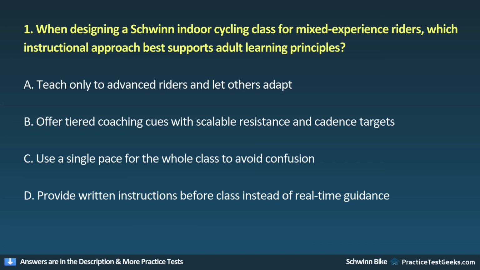1. When designing a Schwinn indoor cycling class for mixed experience riders, which instructional approach best supports adult learning principles? A. Teach only to advanced riders and let others adapt. B. Offer tiered coaching cues with scalable resistance and cadence targets. C. Use a single pace for the whole class to avoid confusion. D. Provide written instructions before class instead of real time guidance.